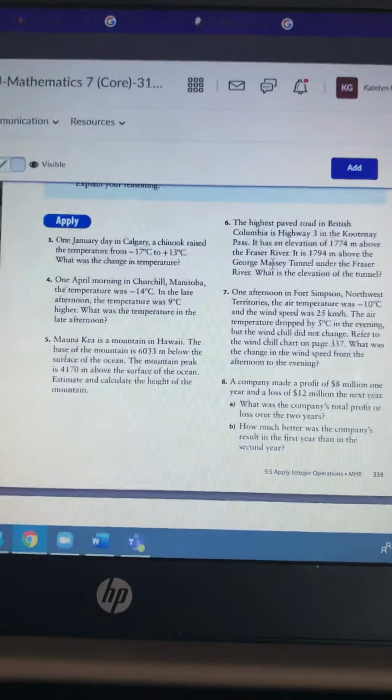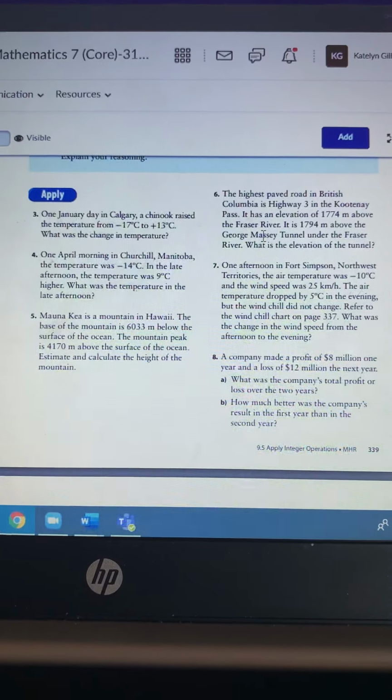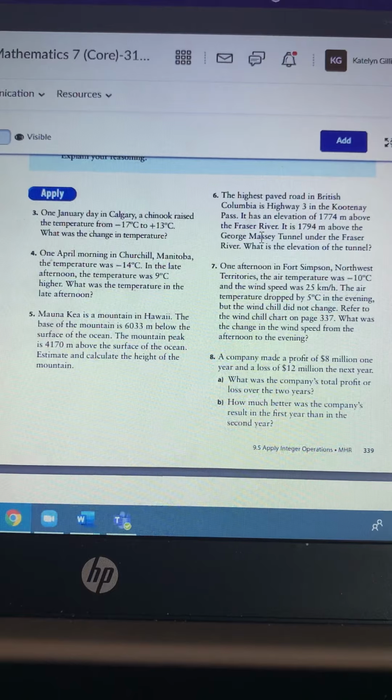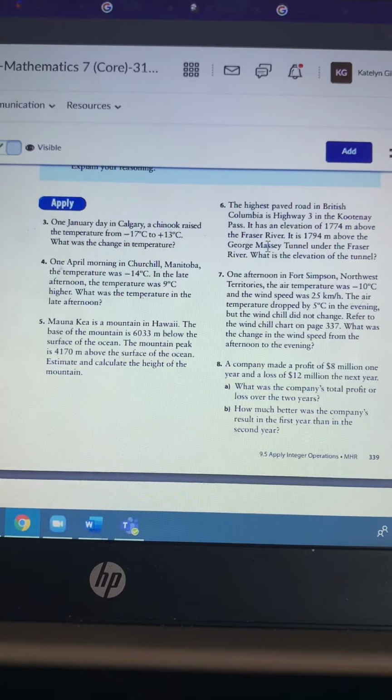So let me know if you have any questions about these four questions. They are just applying the math you learned, but I know problem or word problem questions can sometimes be a little bit difficult.